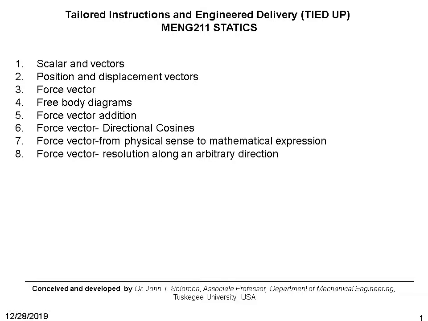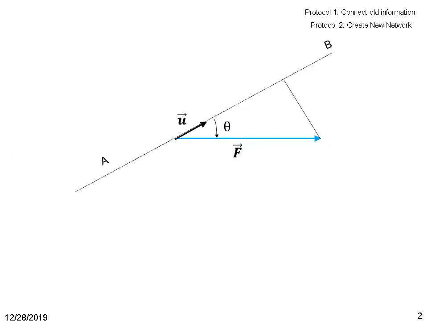Hello and welcome back. In this video, we resolve a force vector along an arbitrary direction. Now consider a force vector F. We need to resolve this vector along a line AB which is inclined at an angle theta to the force vector.